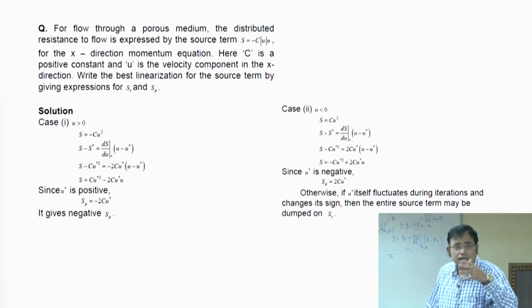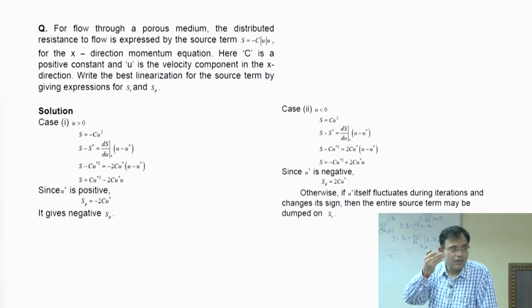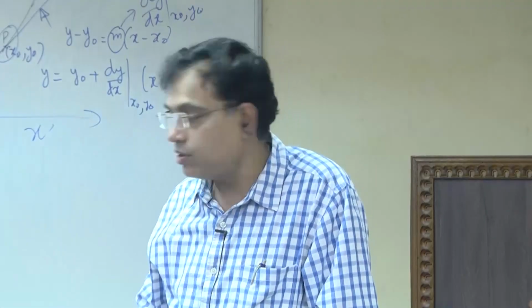You may argue that you have a variable, how can you dump it as a constant? In an iterative method, at every iteration when you put that value, a variable becomes a constant. So you can use an iterative method and put that value at that particular iteration, whatever it is, everything dumped onto Sc and not on Sp.